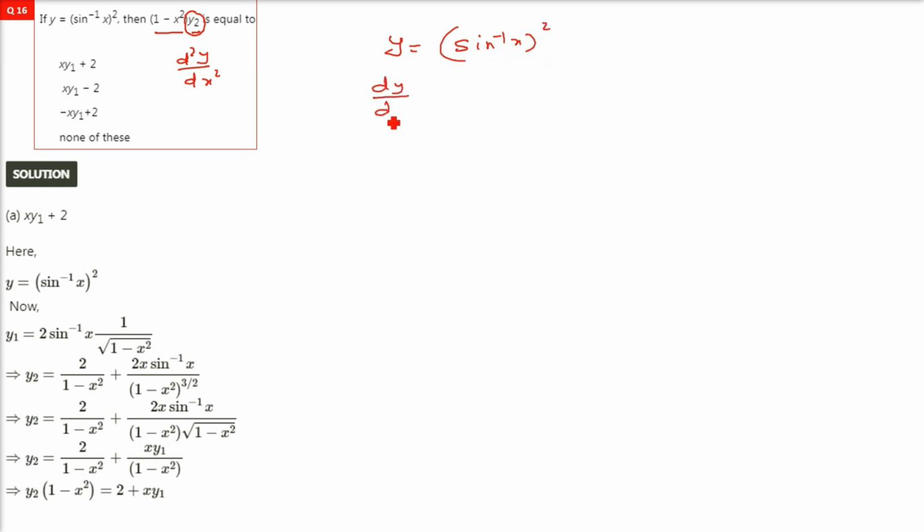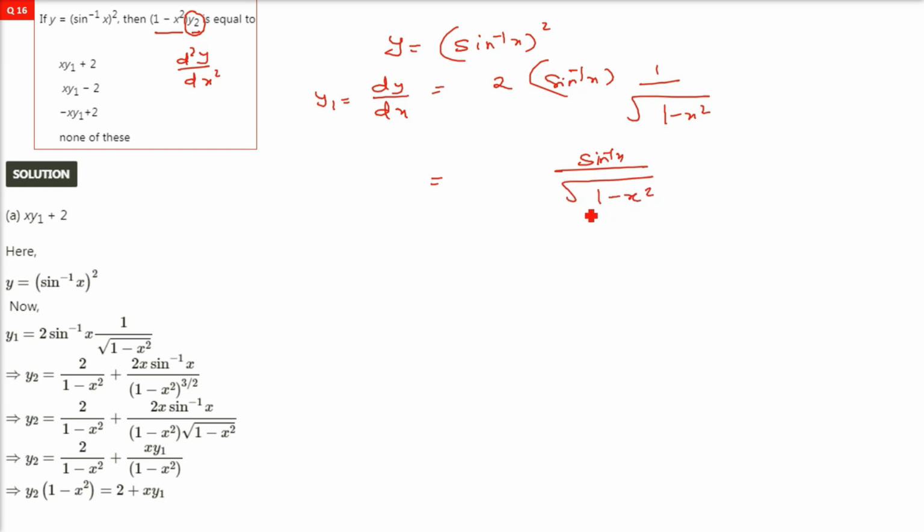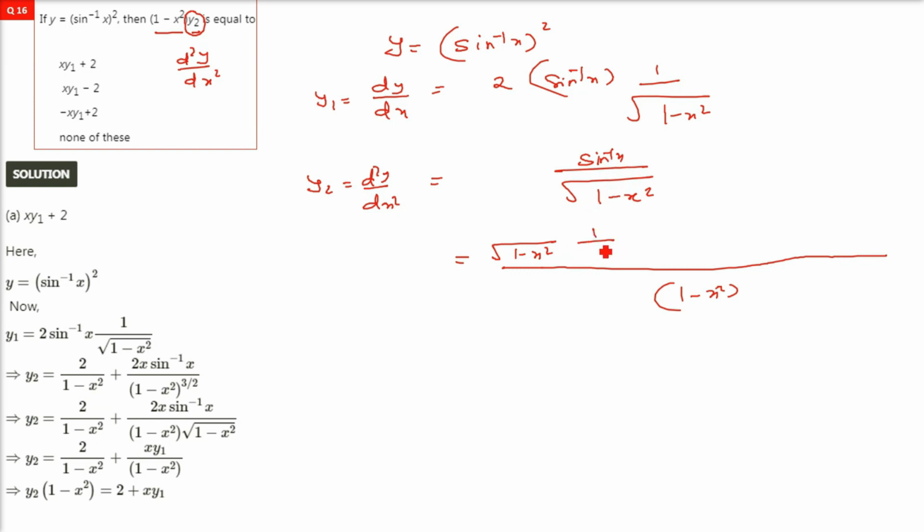So dy by dx is going to be equal to y1 or y prime. So 2 sin inverse x, and then differentiation of sin inverse x is going to be 1 by under root 1 minus x squared. Then the double differentiation. So we have sin inverse x divided by under root 1 minus x square. 2 I'll take later. So y2, d2y by dx2. We will use the quotient rule, p by q form. So the denominator will be squared. It will be only 1 minus x square. And then we have under root 1 minus x square. Sin inverse x will be 1 by under root 1 minus x square.